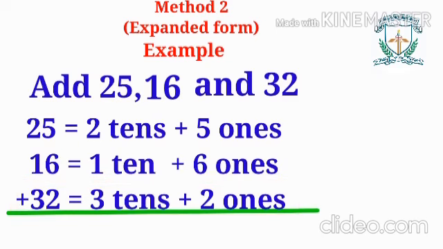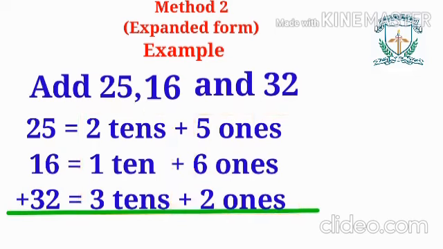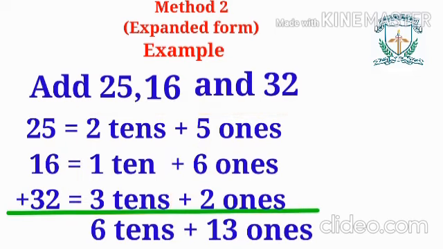Next, we have to add all the ones place digits, then the tens place digits. After adding all the tens and ones, we get 6 tens plus 13 ones as the answer.